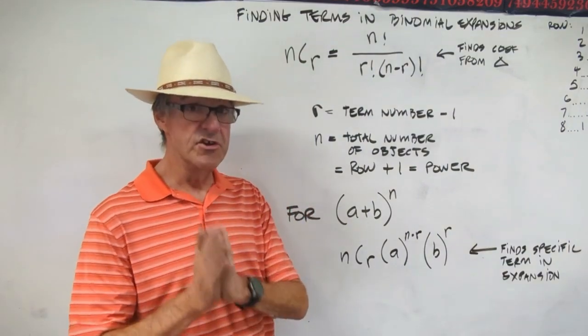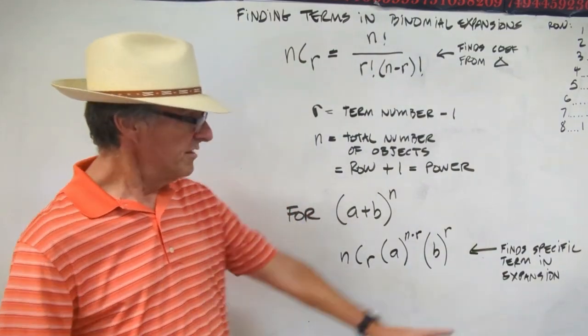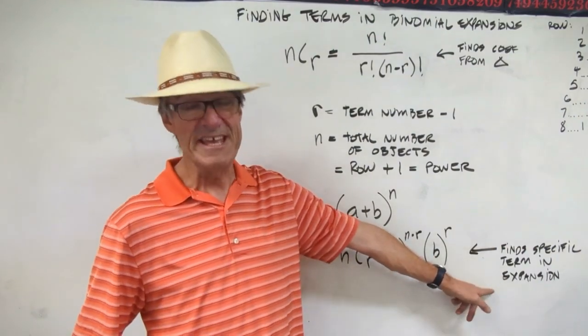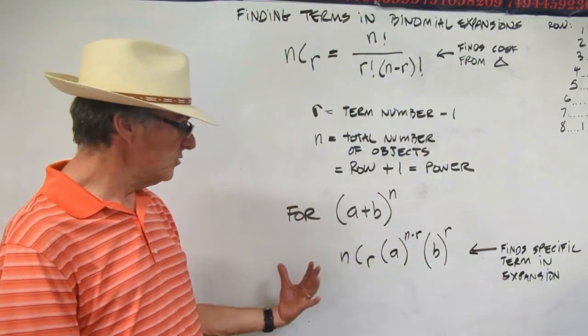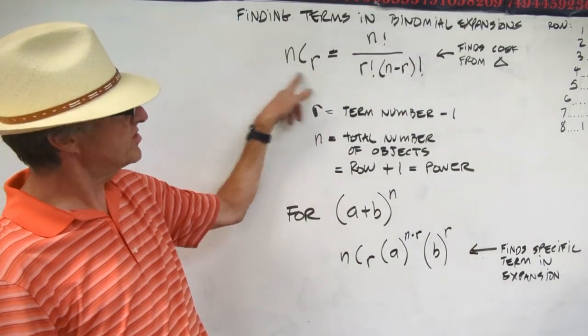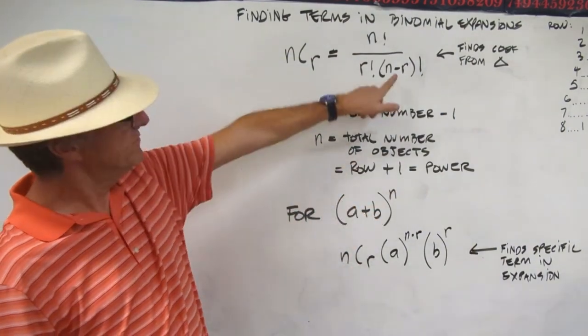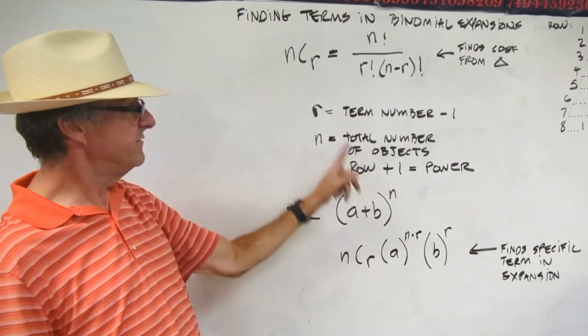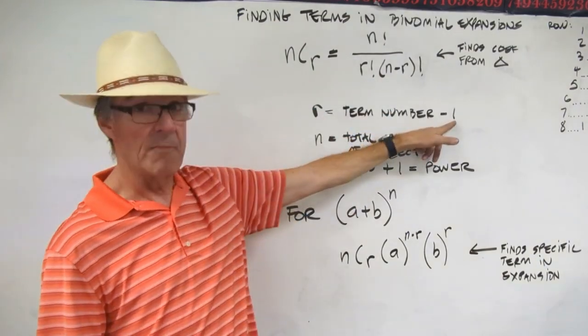Now let's take a look at our new formula. And this one's pretty cool. This one finds a specific term in a binomial expansion. And here's what it is. It's NCR. That's just this expression here. So to figure this piece out, you've got to do that step. And you've got to remember your R is your term number minus 1.